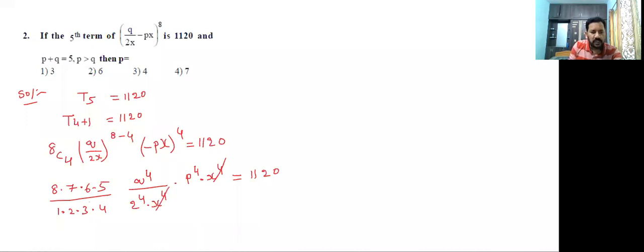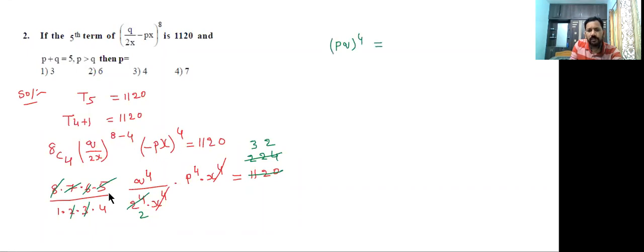Now observe the calculation. 2 3s are 6. 2 power 4 means how much, students? 16. 8 2s are 16. With 5 calculate this. 5 2s are 10. With 7 calculate this. 7 3s are 21, 7 2s are 14. Now see the remaining terms. Numerator p power 4 q power 4, that is pq whole power 4.